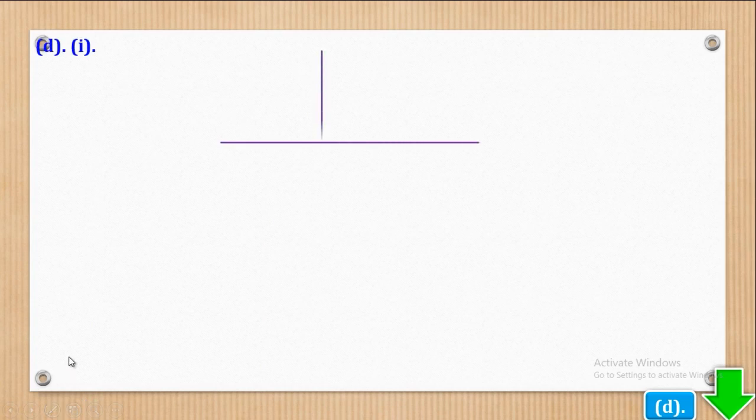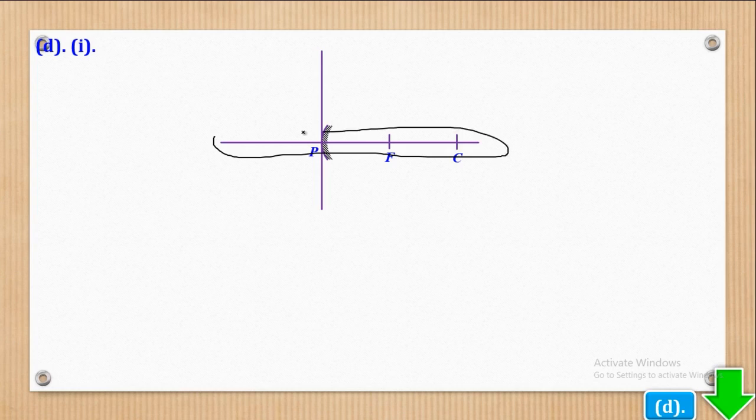So first we shall draw the principal axis, then the mirror, and show the principal focus and the center of curvature. So this is the principal axis, this is the mirror, this is the principal focus, this is the center of curvature, and this is the pole of the mirror.